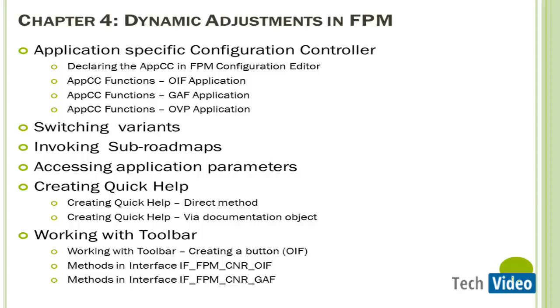After understanding what is application specific configuration controller and its details, I'll show you how to create variants in FPM floor plans and how to switch among different variants. Then I'll also show you how to create sub-roadmaps in guided activity floor plan and how to invoke sub-roadmaps at runtime.